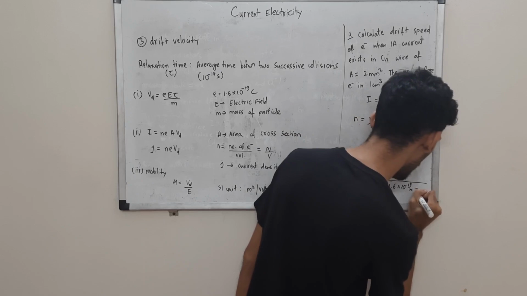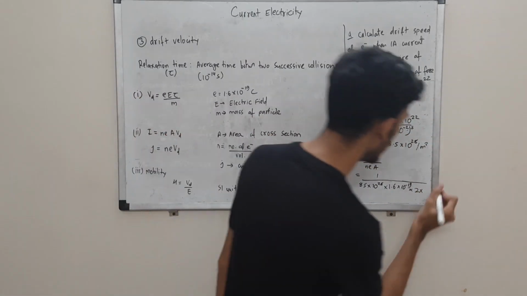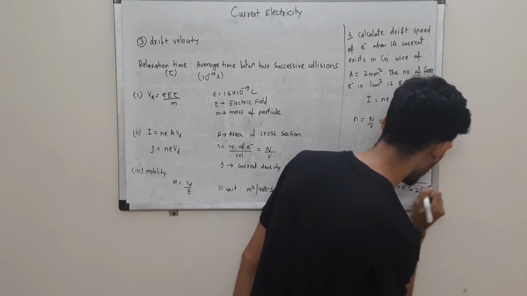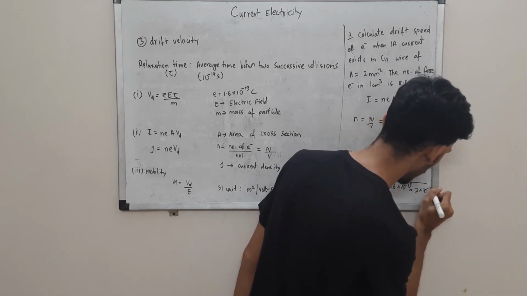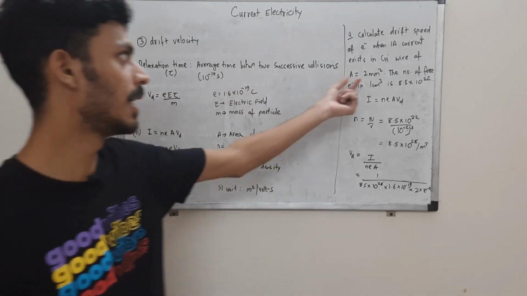So 1 millimeter is 10 to the power minus 3. Please remember this, milli is minus 3, and that is squared, millimeter squared, right? Area. So 10 to the power minus 6 it will become, 10 to the power minus 3 squared, millimeter squared.